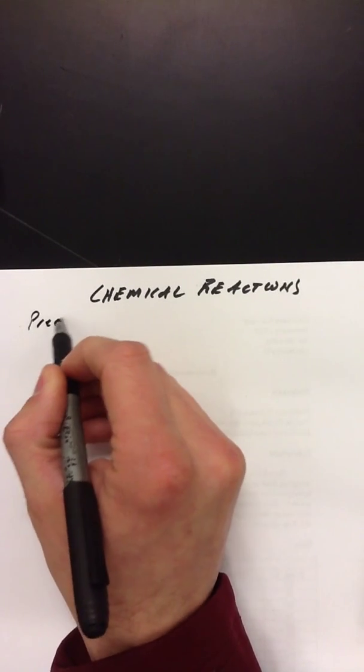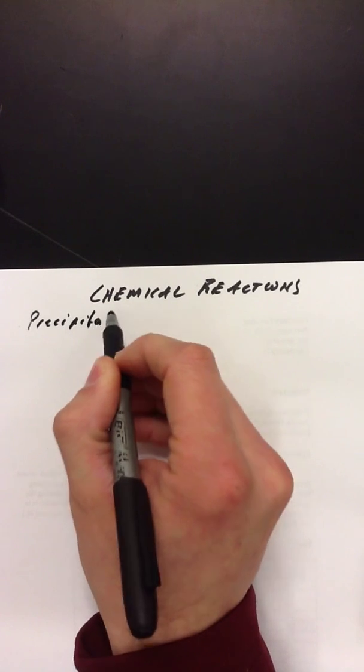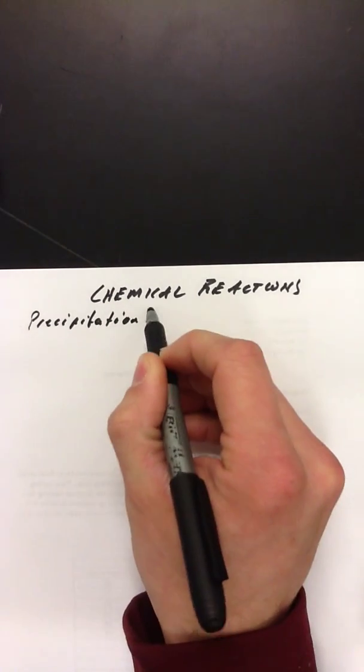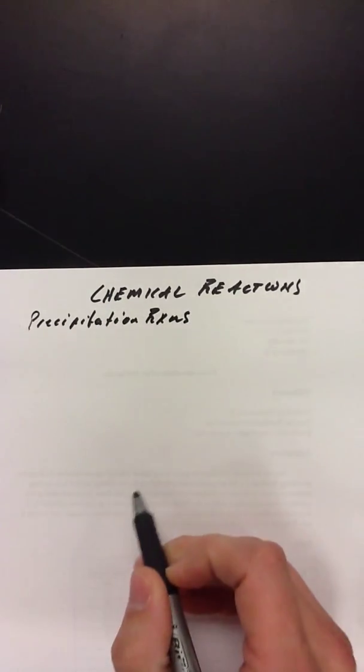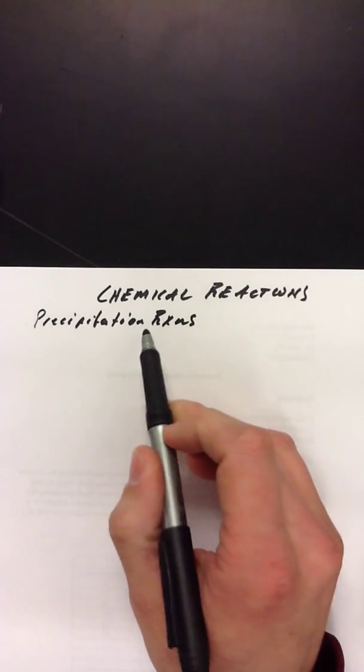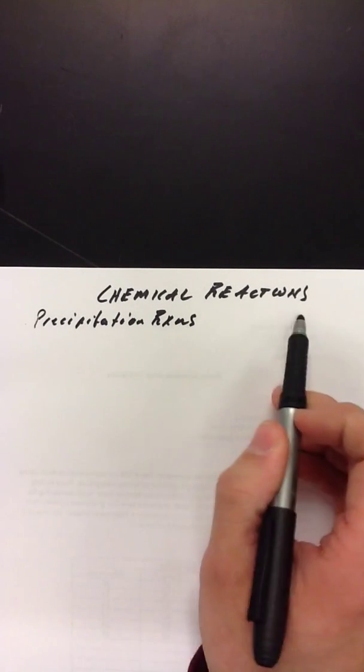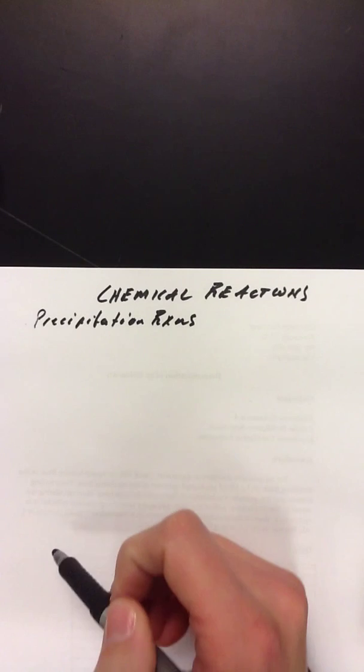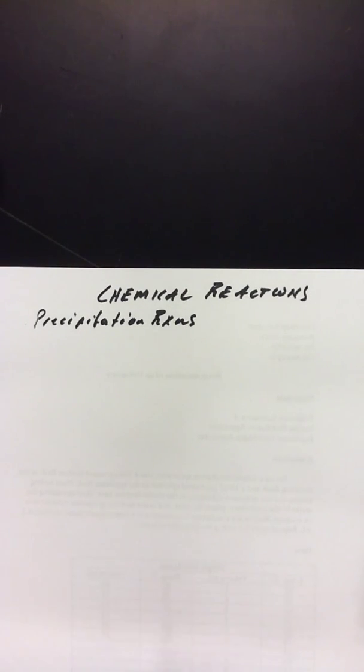reactions. So precipitation reactions. And chemists have a tendency to be a little bit lazy. They don't like to write out the whole word reactions, so RXNS suffices for reactions. But we're going to talk about precipitation reactions, and then we'll talk more about some of the most important reactions which involve ions in solution or in water.